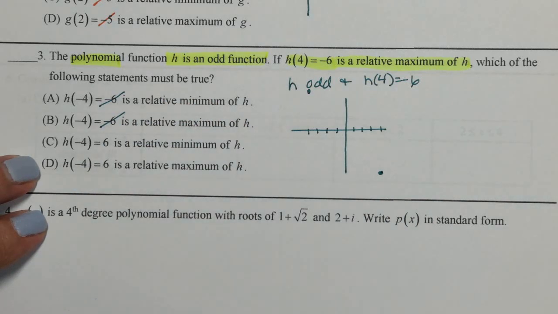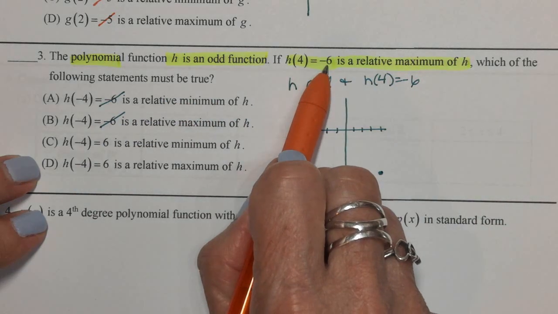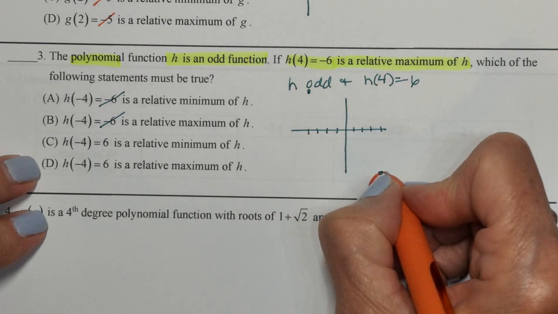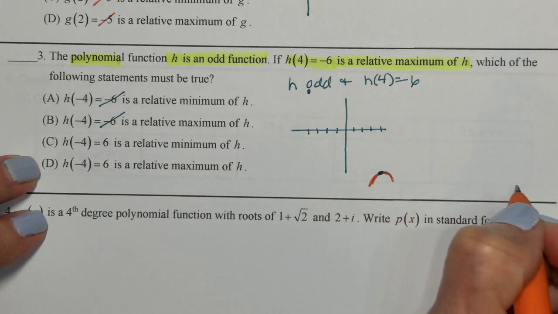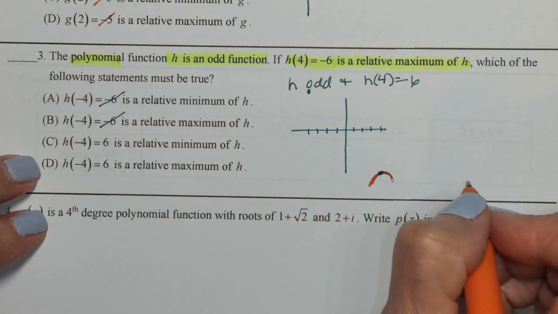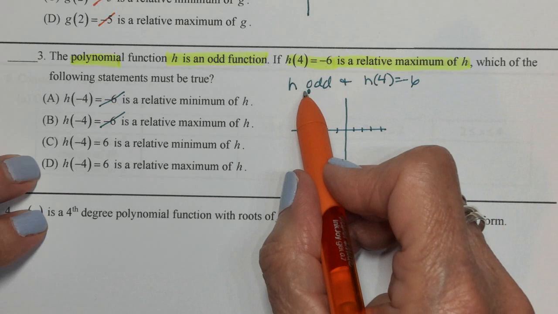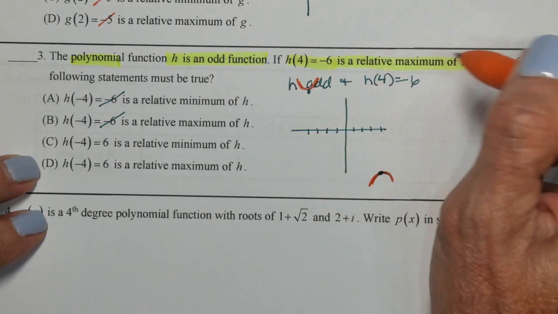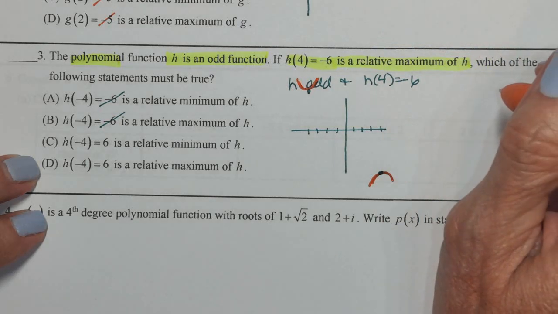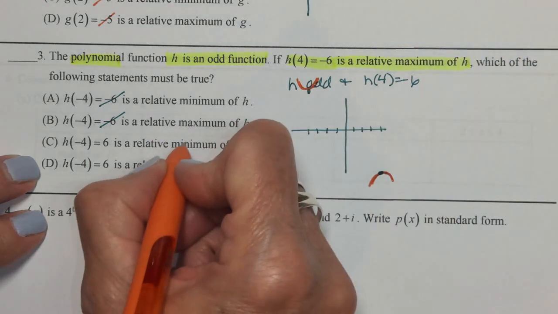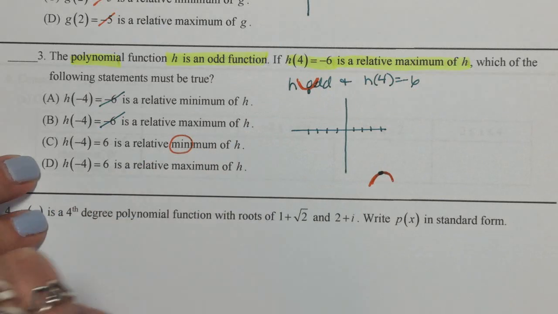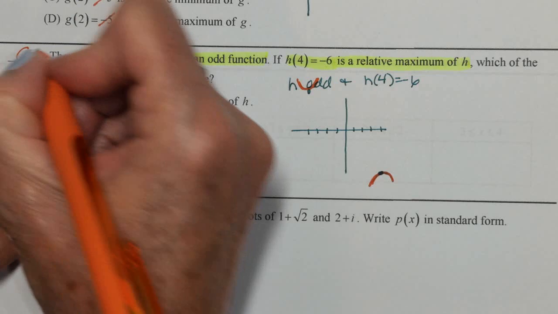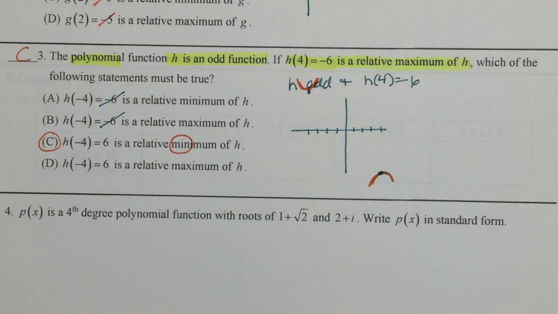Okay? Now, this is a relative maximum. This is a relative maximum value. Okay? So what would this be if h is odd? Well, if h is odd, this will be a relative minimum value. So, a relative min, because it has origin symmetry. C. Okay?